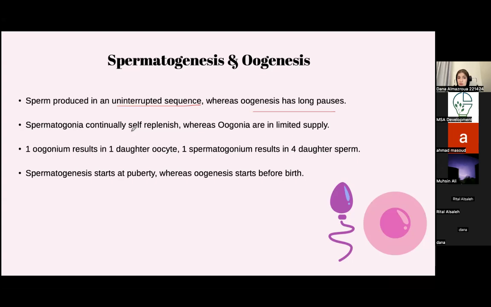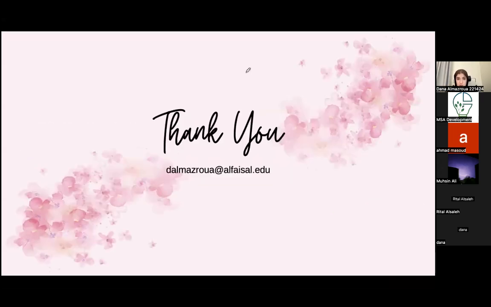Spermatogonia continually self-replenish, whereas oogonia are limited in supply, because spermatogonia, males, we said they start forming after puberty and they continue forming them for life. Whereas oogonia, we're born with all our eggs, so we have limited supplies of them. One oogonium results in one daughter oocyte because we said we form 3 polar bodies and 1 oocyte, whereas 1 spermatogonium results in 4 daughter sperms. Spermatogenesis starts at puberty, whereas oogenesis starts before birth. These are the main differences in spermatogenesis and oogenesis.